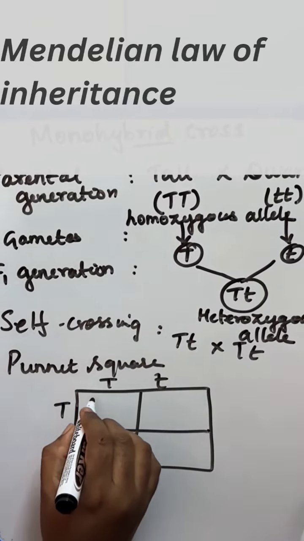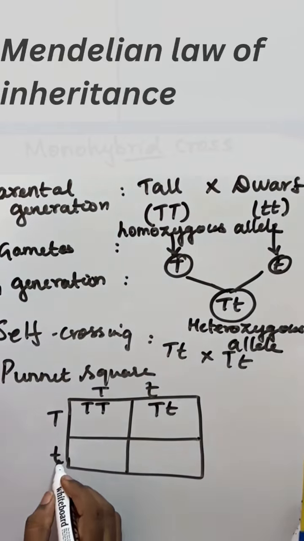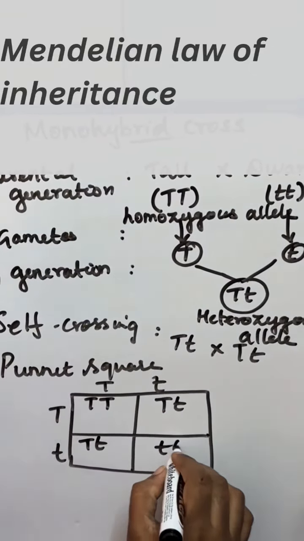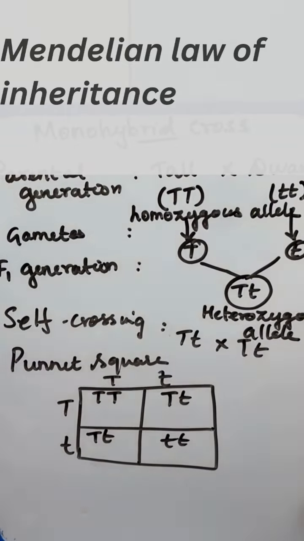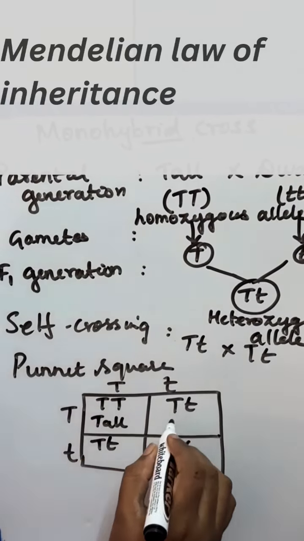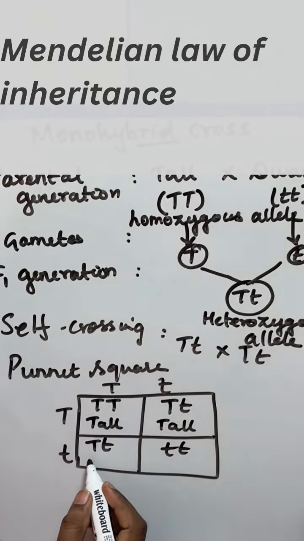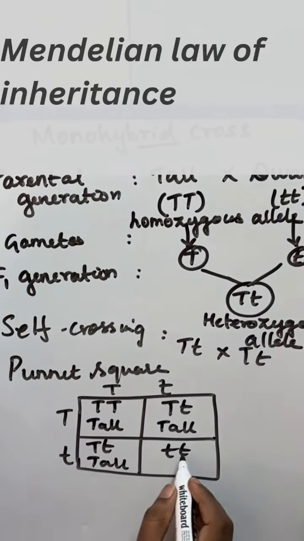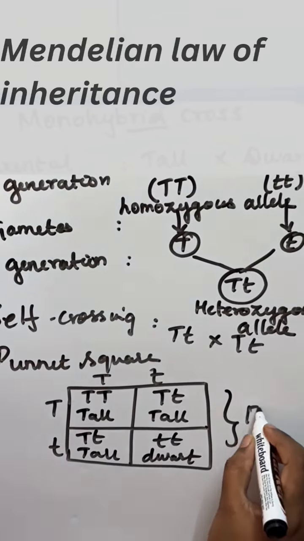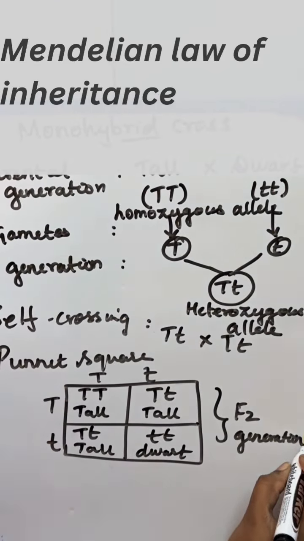When you cross capital T with capital T, you get capital T capital T, and this one you get capital T small t. With these two you get capital T small t, and this one small t small t. See, we can see here the recessive allele is expressed. This represents the tall one. Here also the dominant allele is tall, so it is a tall plant. Here also it is a tall plant, and here it is a dwarf plant. So in the F2 generation, he found the reappearance of the recessive allele.